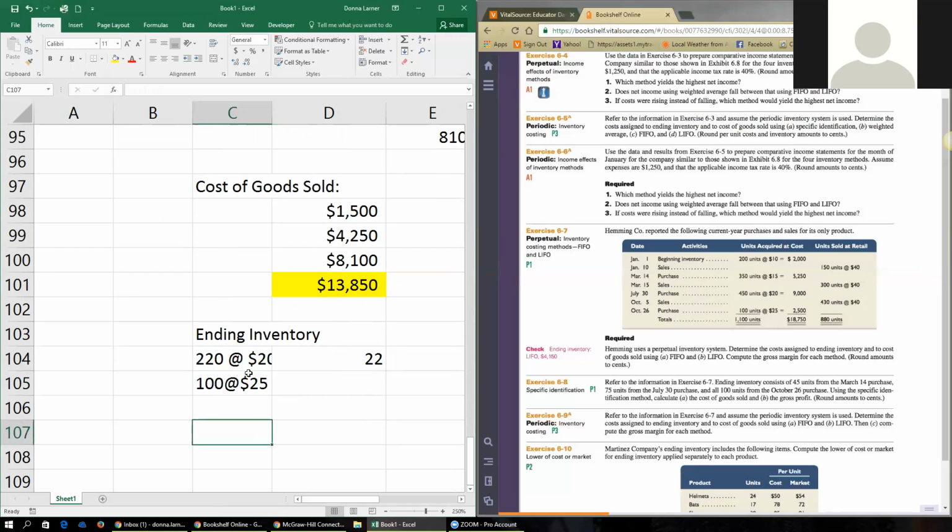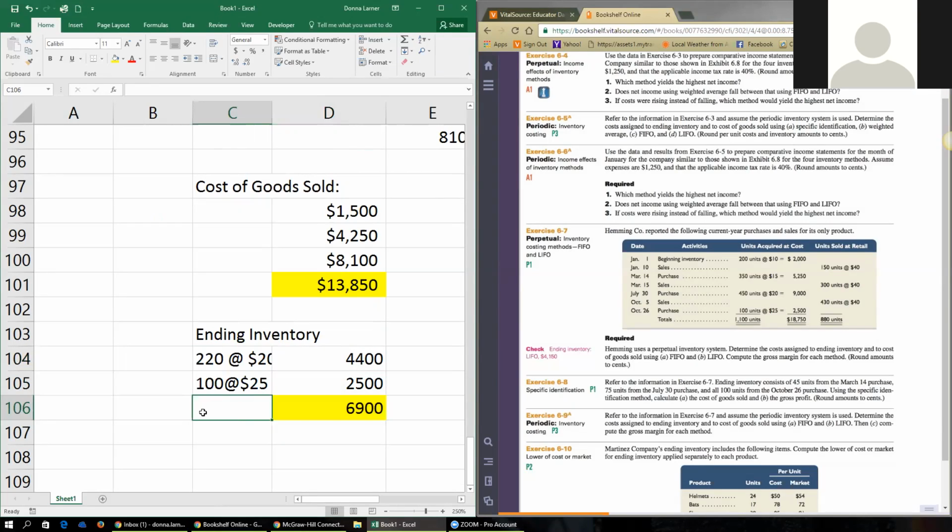Okay. So we do the math to figure out what they were. 220 at 20 and $2,500. So we'd say our ending inventory was $6,900. Okay. Sound halfway reasonable? Yes, ma'am.